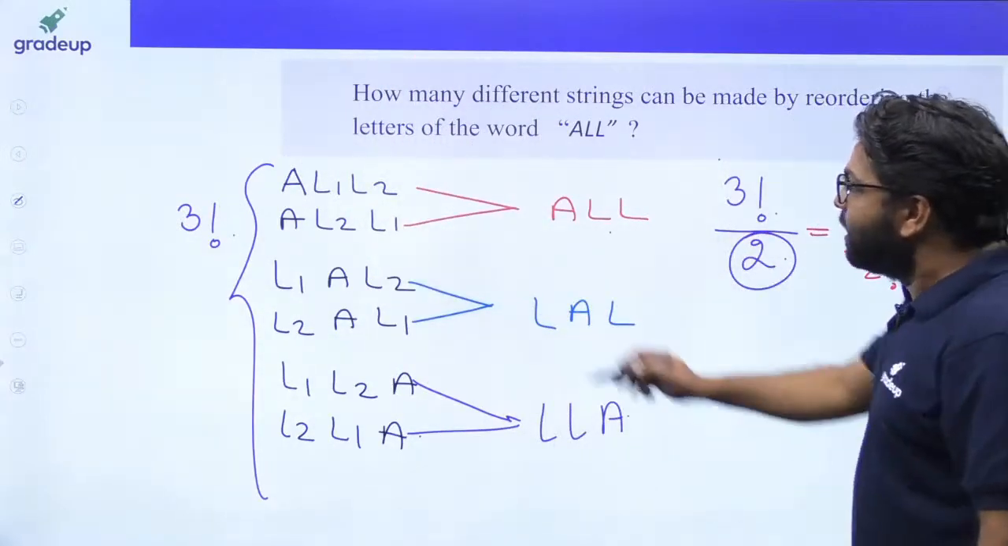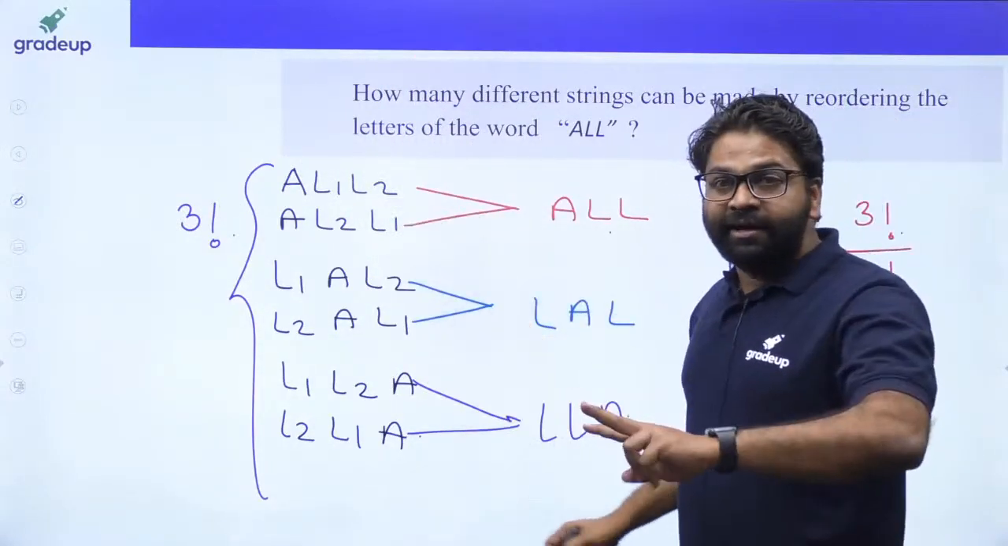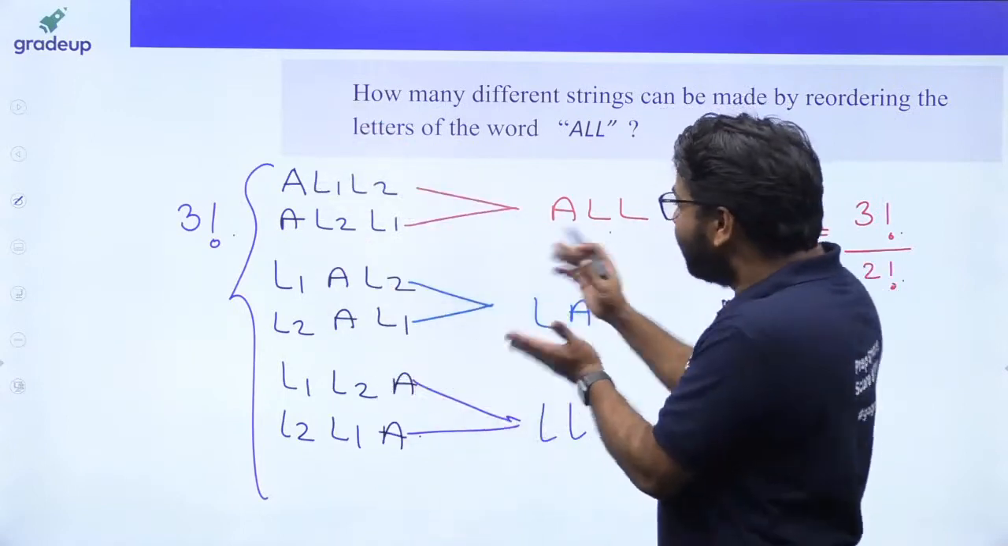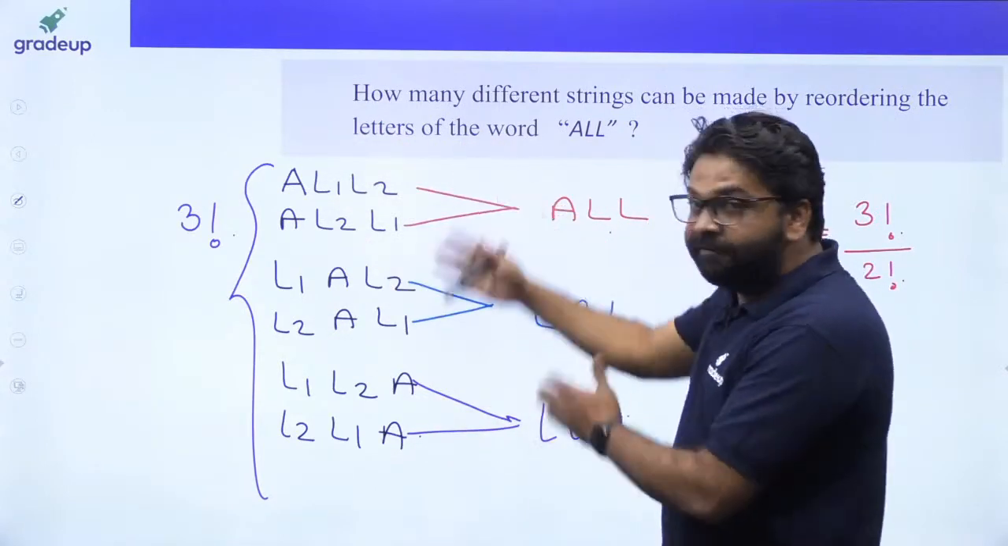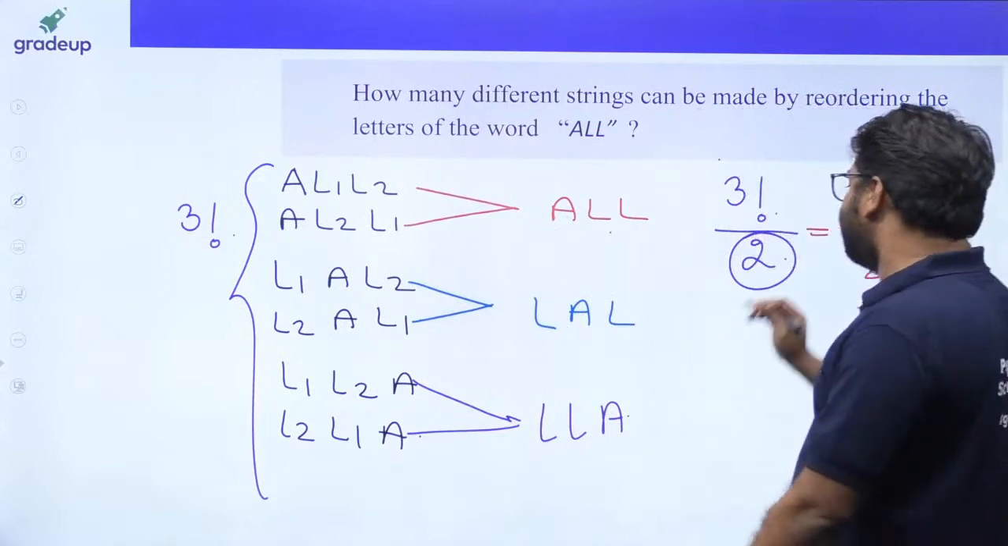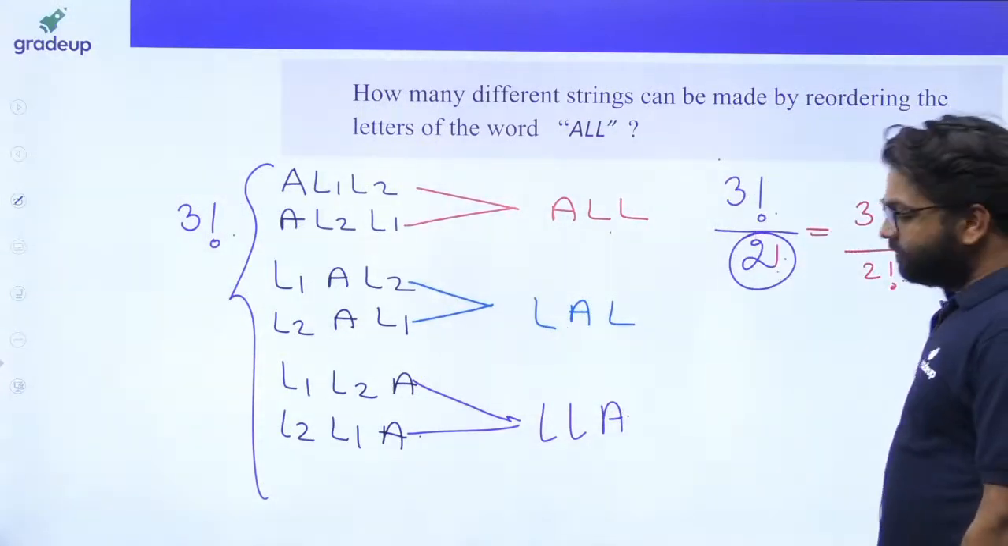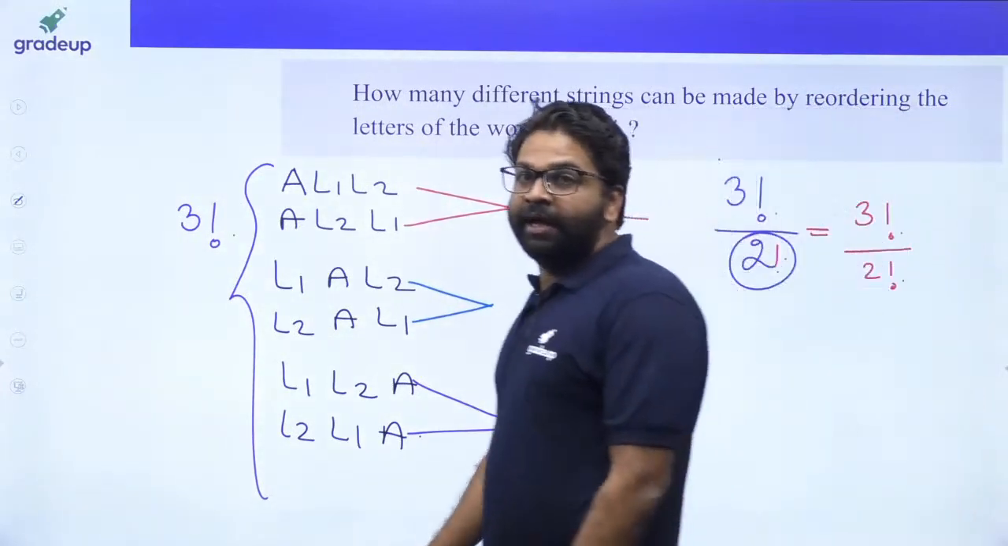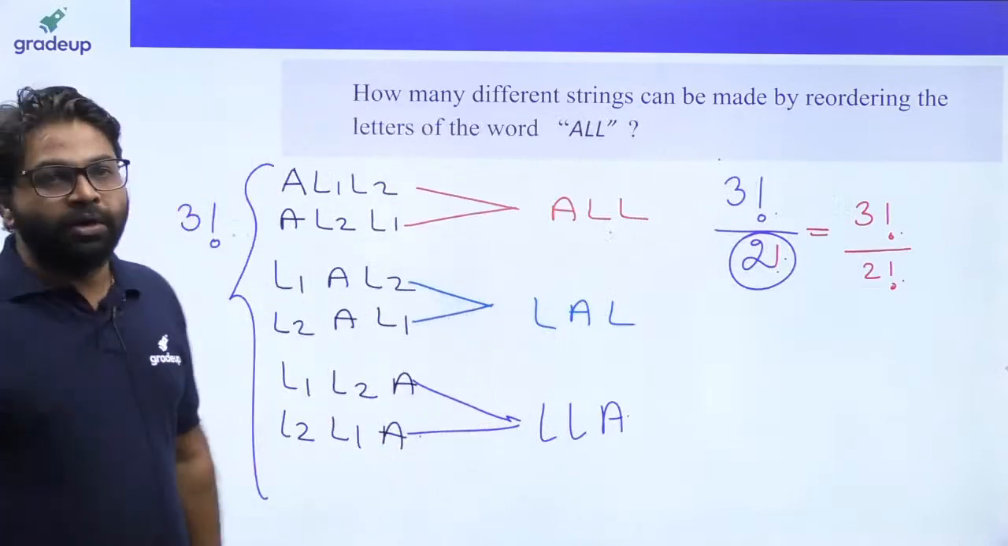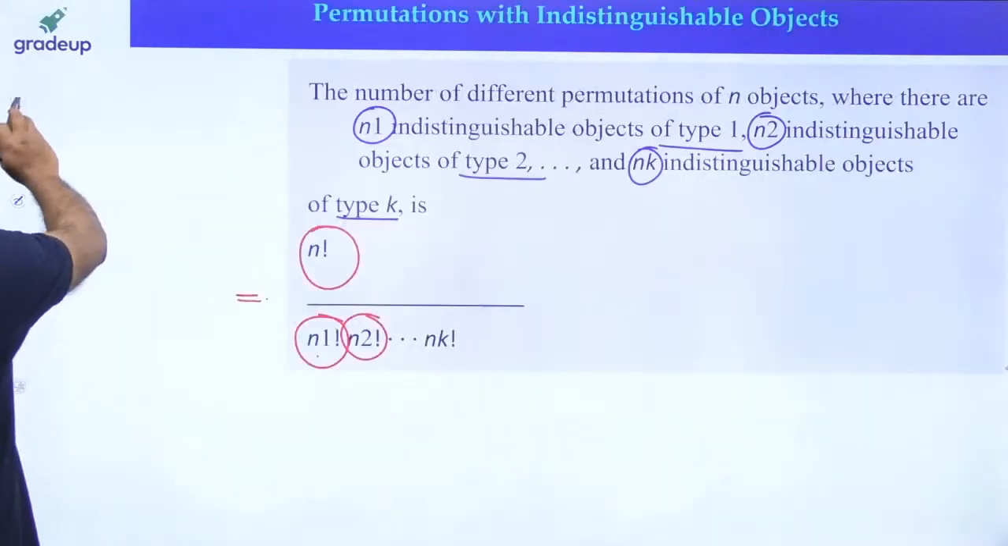We are dividing because when L1 and L2 are different, that will be something different, but what will happen if they become the same? So every time we have to divide, and that's how we'll be getting the division by 2 factorial. In this way you can understand the whole concept that is related to this.